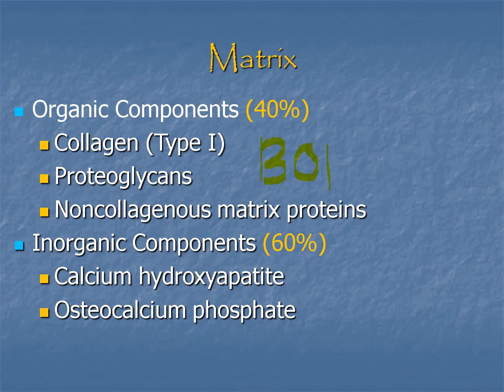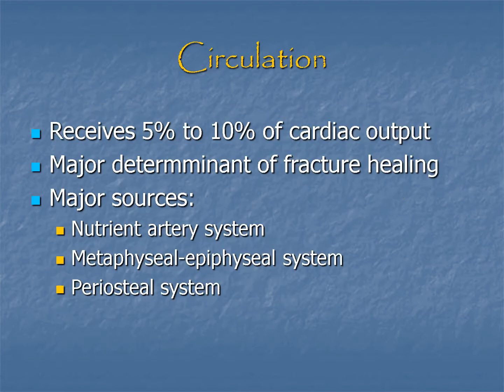When you write bone, remember it has 1 in it. So, when you talk about bone, there's collagen type 1. And of course, you have your inorganic components, your calcium and osteocalcium phosphate. Remember, calcium and phosphate are hand in hand. Whenever you talk about calcium, you also have to think about phosphate, just like when you think about sodium, you think about potassium.